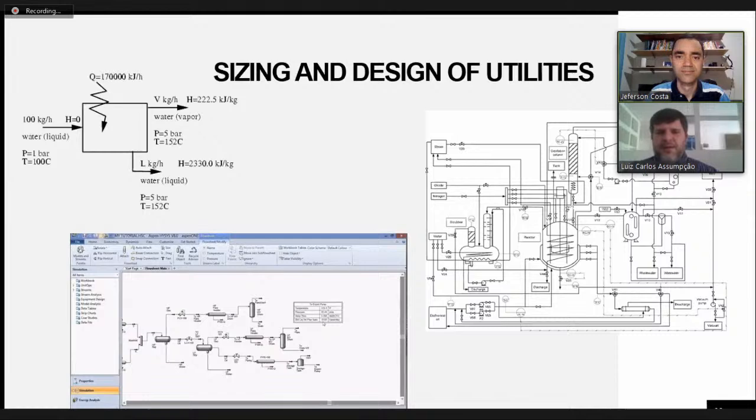And finally, the presentation. I will talk a little bit about the size and design of these utilities. I think it is an interesting topic for the chemical engineers and future chemical engineers that are watching us. The base of the chemical engineer is the mass and energy balances. So to size and design these utility systems, we will have to practice a lot of mass and energy balances to calculate the sizing of these systems.